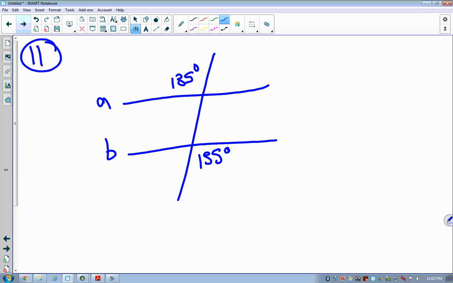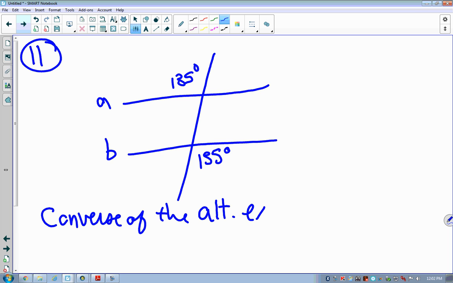Well, you gave me probably two-thirds of the words needed. You said that they were exterior. You told me that they were alternate. You're close. You're missing one word. Converse. Converse of the alternate exterior angles theorem. Okay? And I would accept that answer.